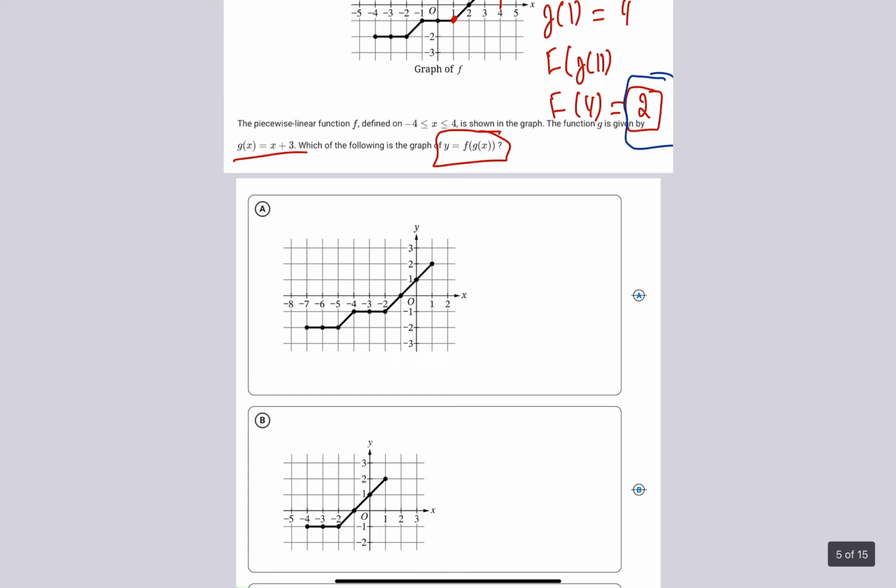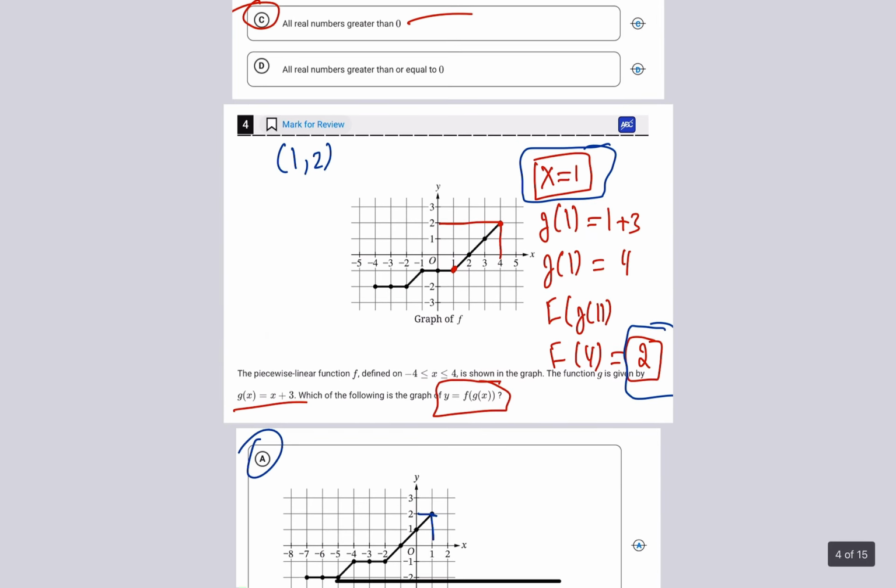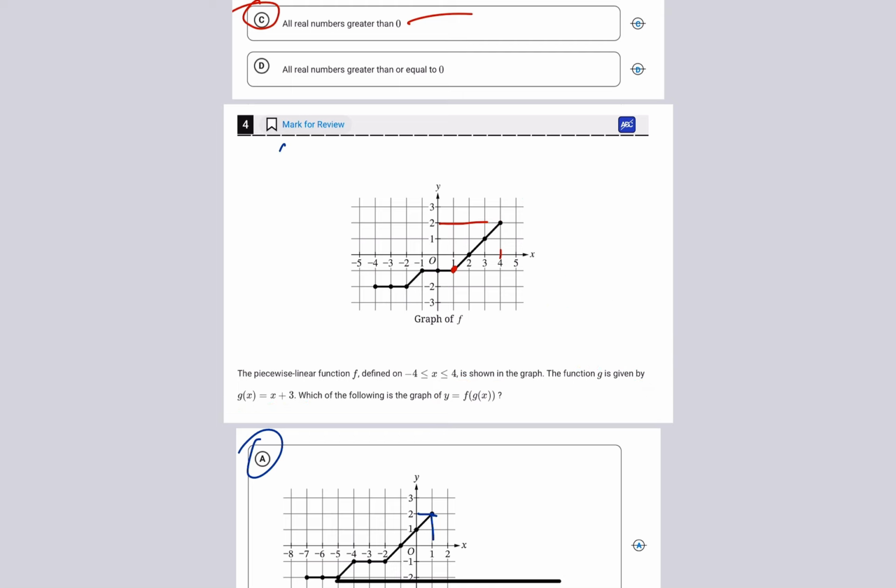Because x equals 1, y equals 2, A works, B also works, C doesn't, and D works as well. Okay, that was a wrong assumption. Okay, let's take another point so we can cancel out more options.